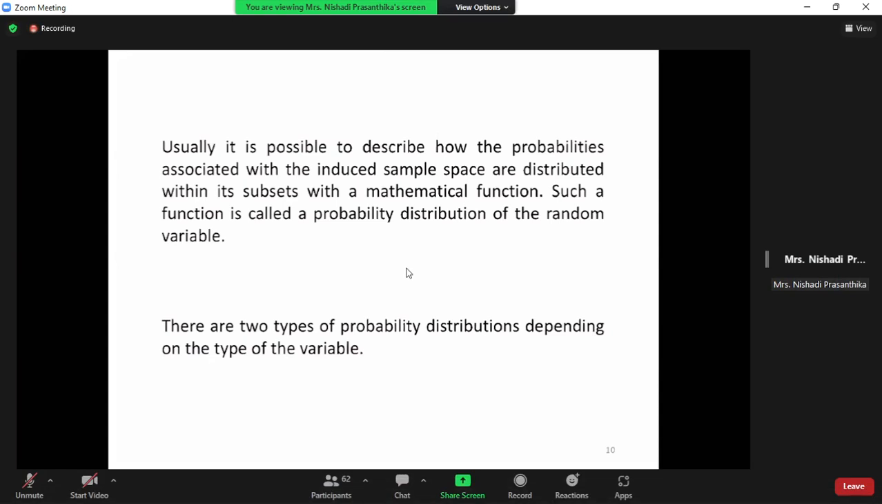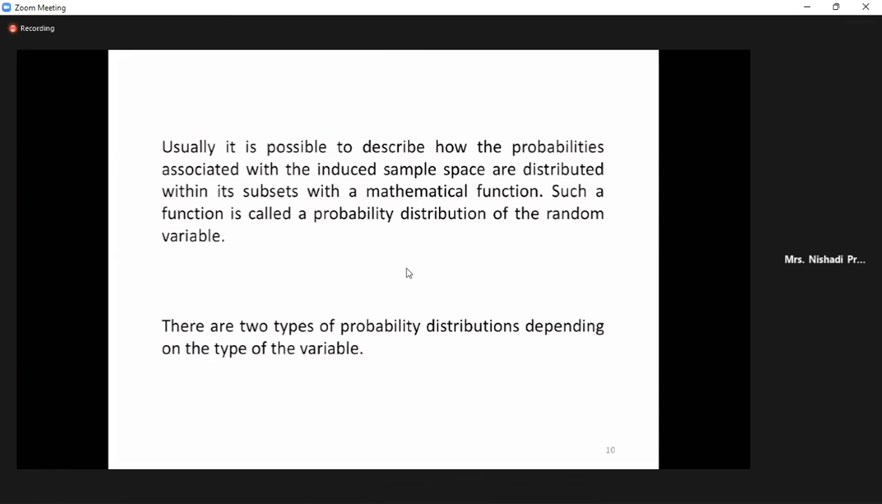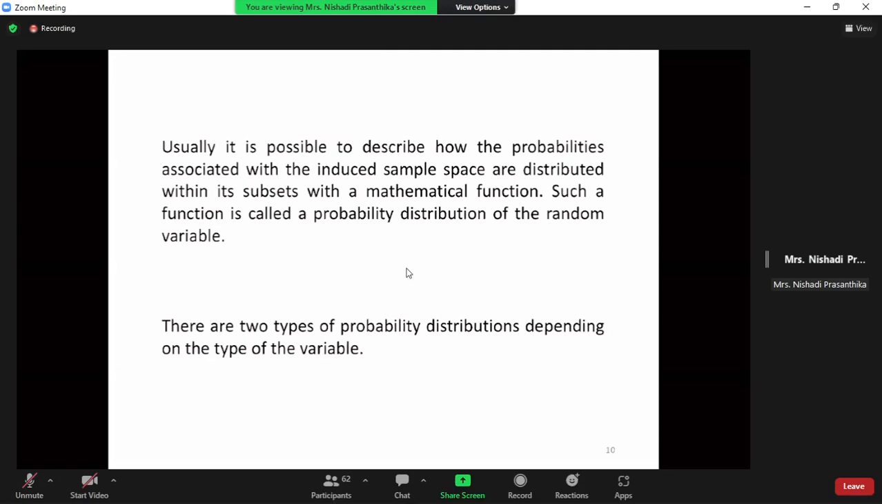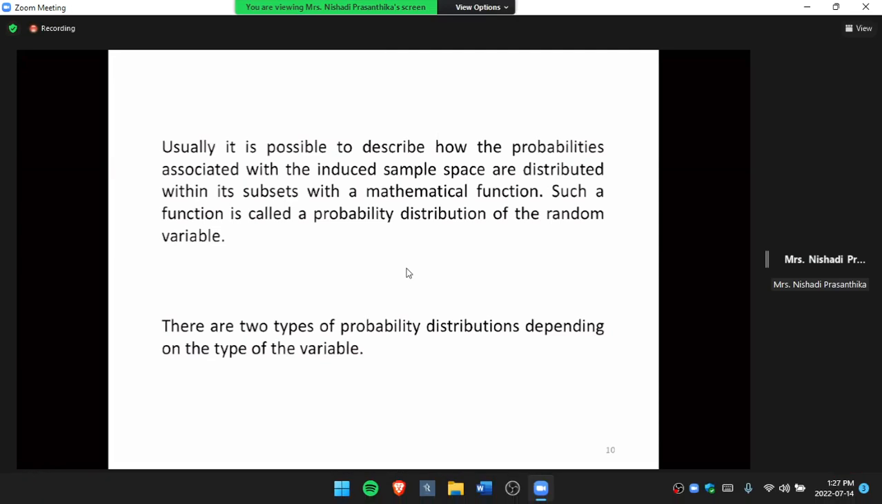Recording in progress. We were discussing random variables and induced sample space, and how to get the total probability for an induced sample space, right? Okay, now go through this small paragraph. Can you understand this? Usually it is possible to describe how the probabilities associated with the induced sample space are distributed within its subsets with a mathematical function. Such a function is called a probability distribution of the random variable.